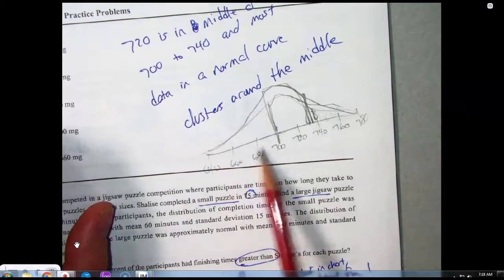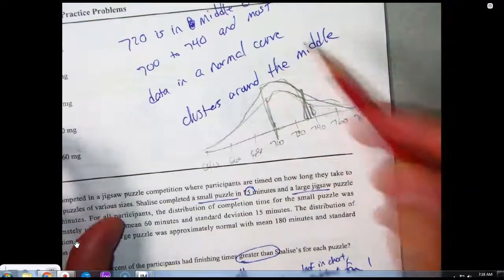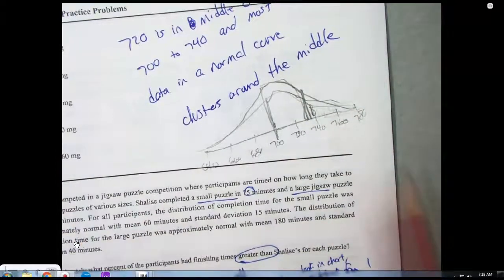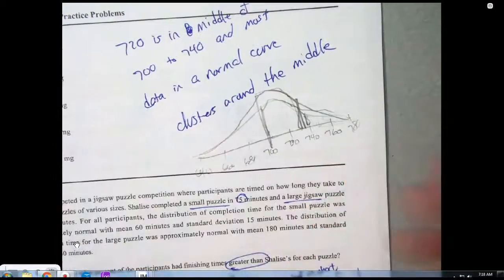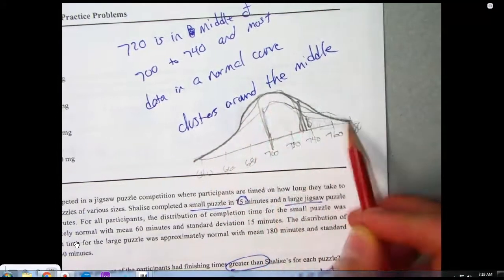680 to 720, again, you're not getting the middle. You're getting a decent amount, but you're not getting the absolute peak. And the same with these two. So you want to take the one that's centered, because most of the data is in the middle if it's drawn correctly.